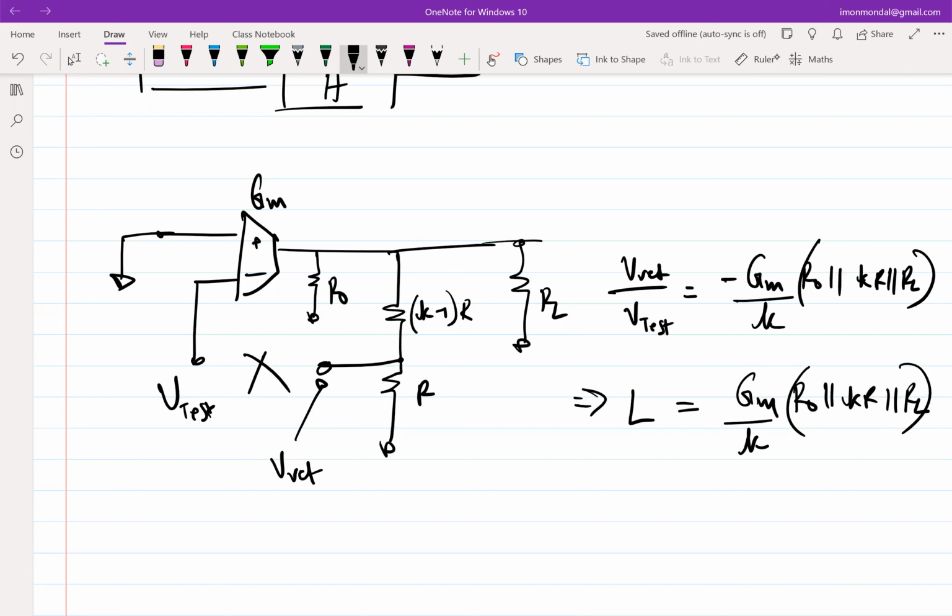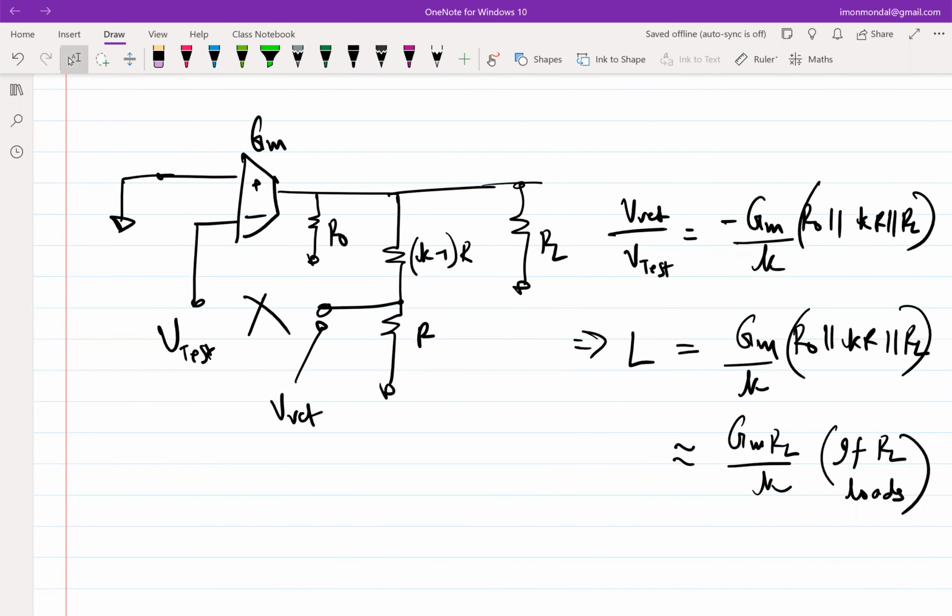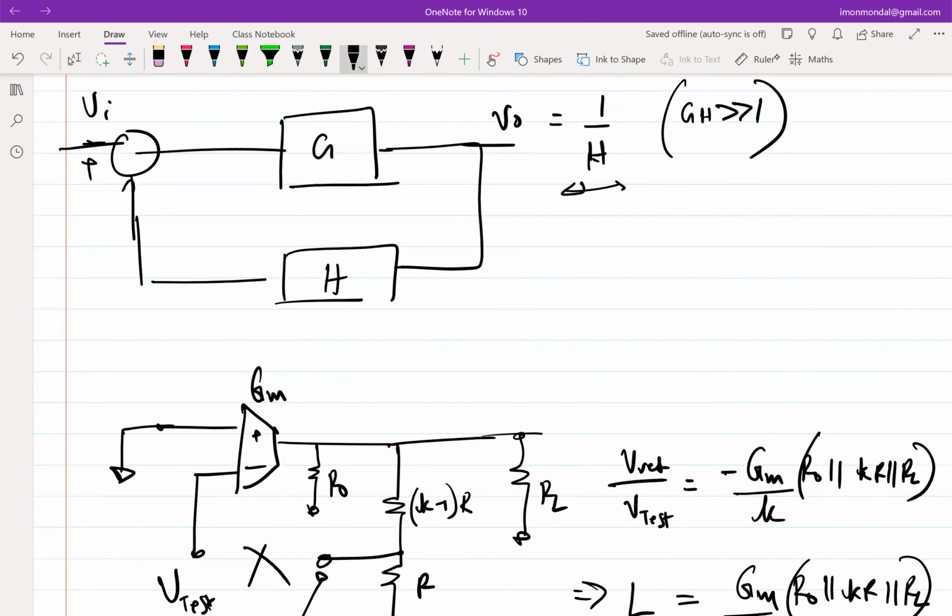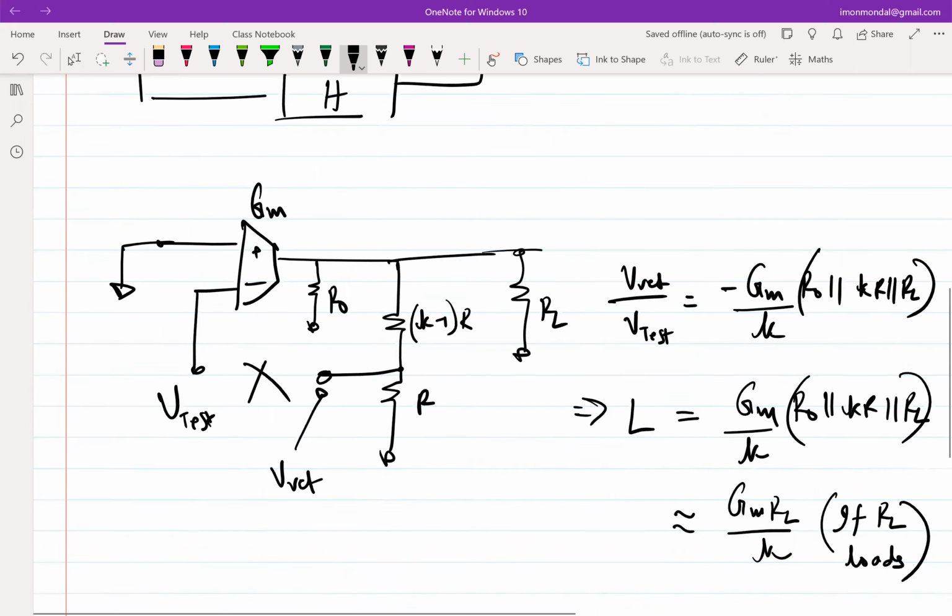If RL is loading, right, which means RL is lesser than this parallel combination of R naught and KR, then this becomes GM RL by K, right? If RL loads. So naturally, you see that in this case, your loop gain gets compromised. So if the loop gain gets compromised and if L becomes close to unity, then clearly you don't have any gain in the loop. So naturally, this condition will get violated, right? So you'll have a problem.